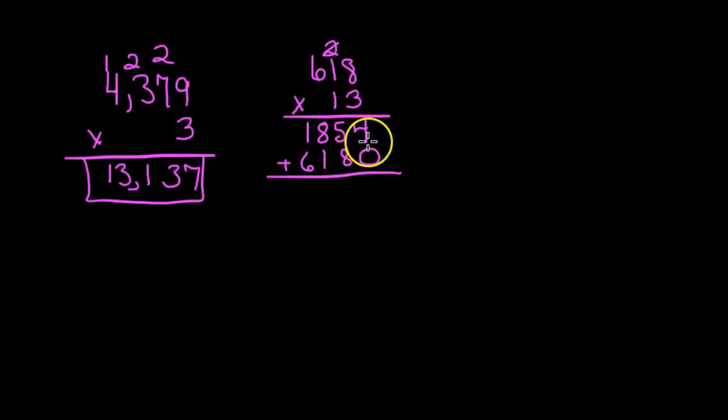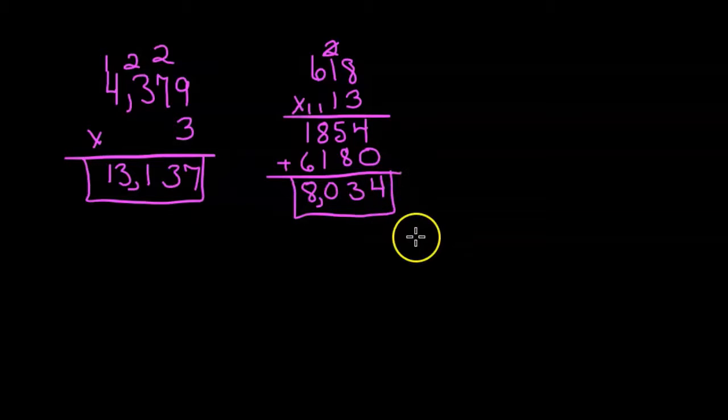Now I just need to add together. So 4 plus 0 would give me 4. 5 plus 8 is 13. 8 plus 1 is 9, plus 1 is 10. And then 6 plus 1 is 7 plus 1, 8. All right, so that would be my answer for 4J.